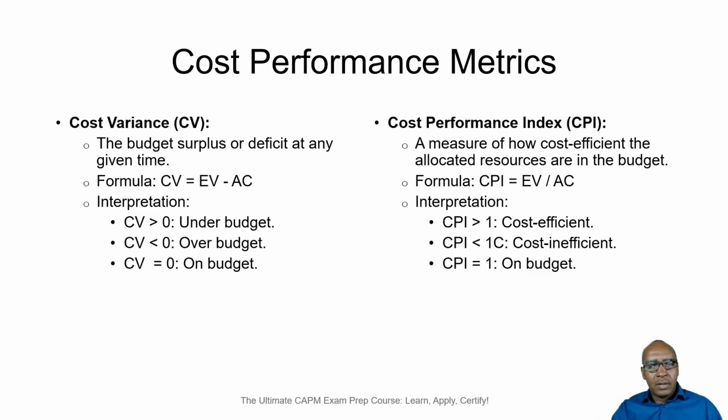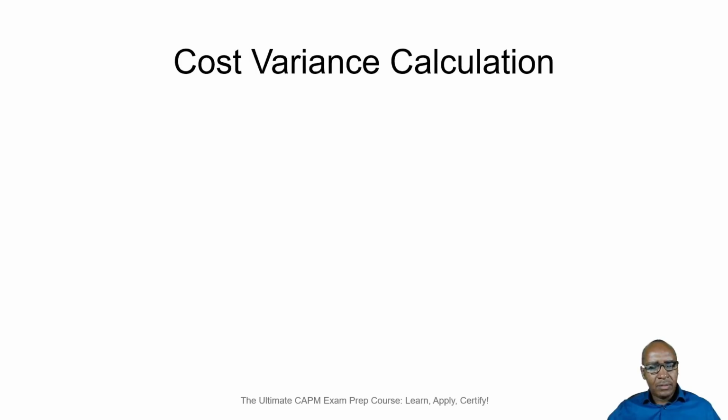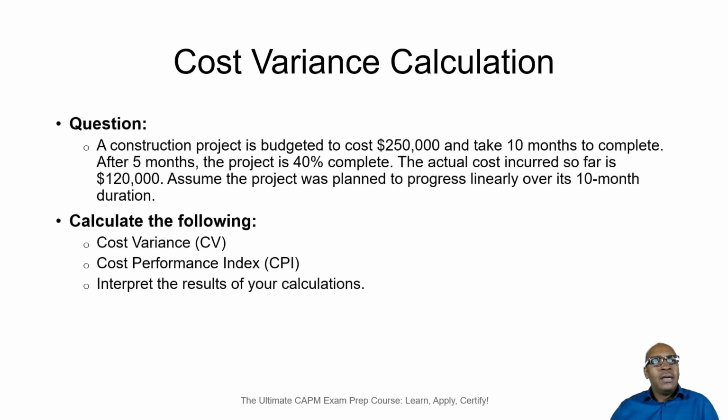We will look at some cost variance calculations to see how we calculate the cost variance and how we interpret the results. We have a question, so let's get to it and see what it is. The question reads, a construction project is budgeted to cost $250,000 and to take 10 months to complete. After 5 months, the project is 40% complete. The actual cost incurred so far is $120,000. Assume the project was planned to progress linearly over its 10-month duration.